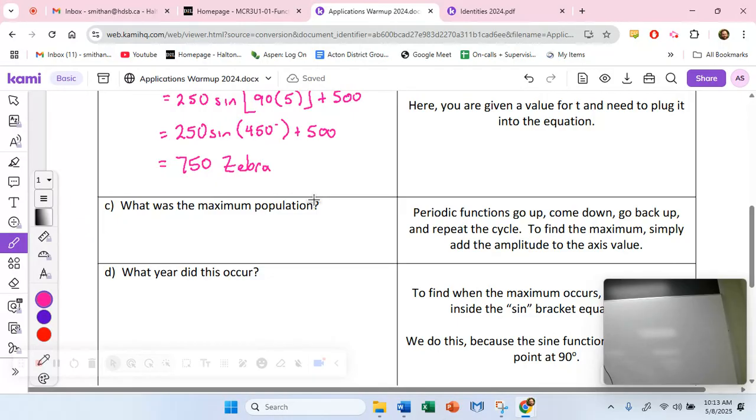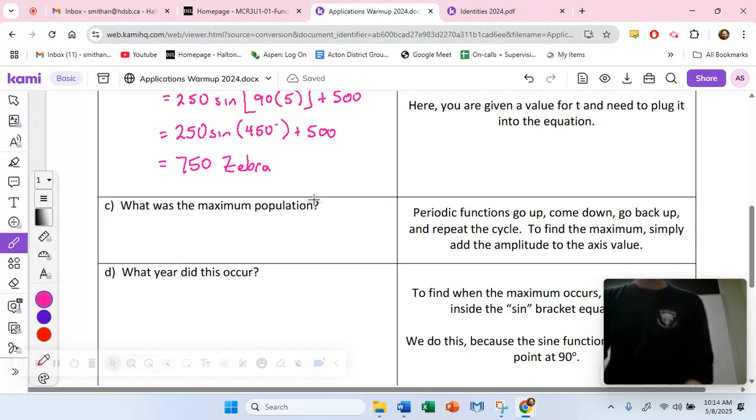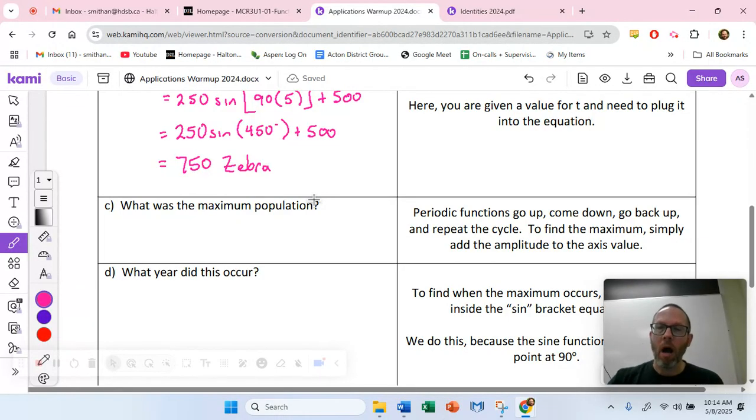So if you want to know how high this function gets, what's the maximum population, we're going to add the amplitude to the axis value. And what that looks like would be this. I'm just going to write n.